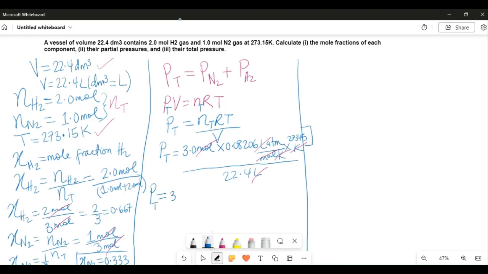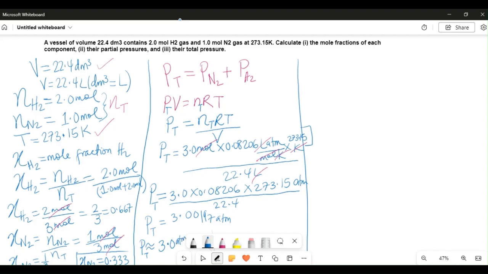So P total is just going to be 3.0 times 0.08206 times 273.15. Remember, atmosphere, since that's the only unit that remains, divided by 22.4. So we input this in the calculator to get 3.00197 atmosphere. So P total will approximately be 3.0 atmospheres. So that means the total pressure, let me rewrite that, P total is just 3.0 atmospheres.